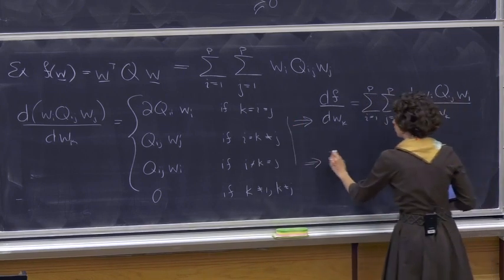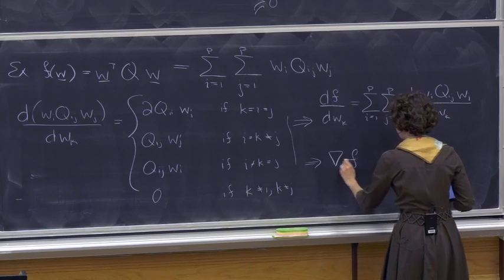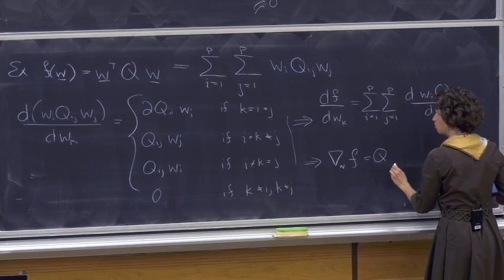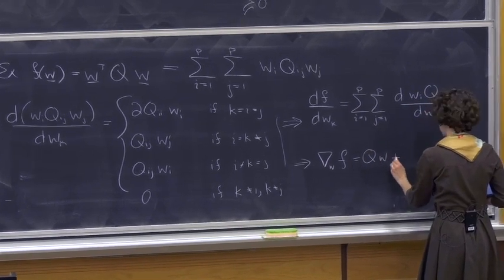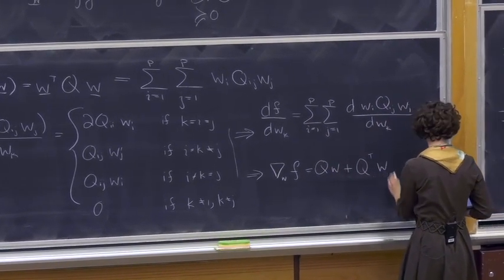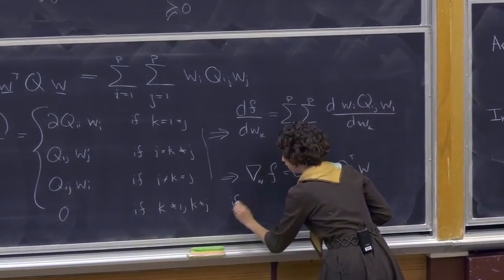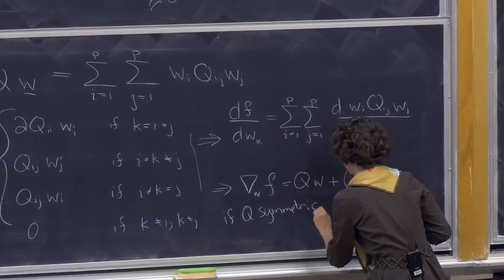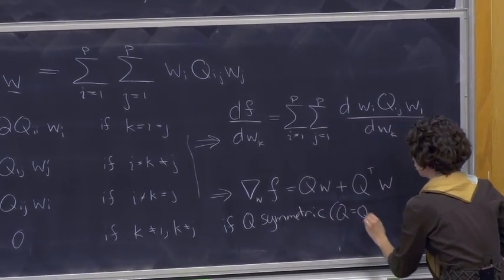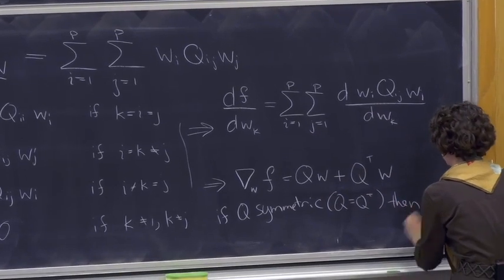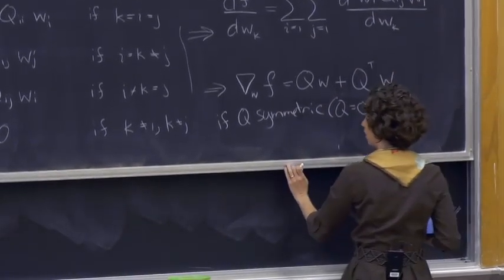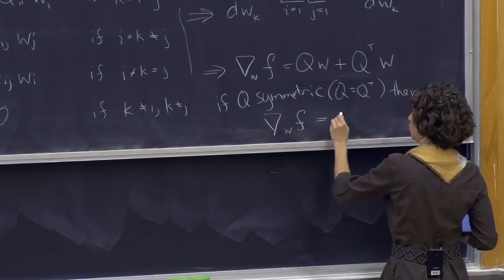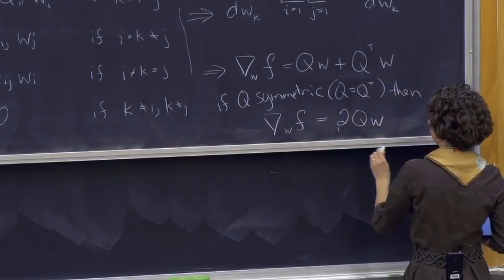But then from there, what you can derive in a pretty straightforward way is that the gradient of this function is equal to q times w plus q transpose times w. And if q is symmetric, that is, if q is equal to q transpose, then this simplifies to be that the gradient of f with respect to w is 2qw.